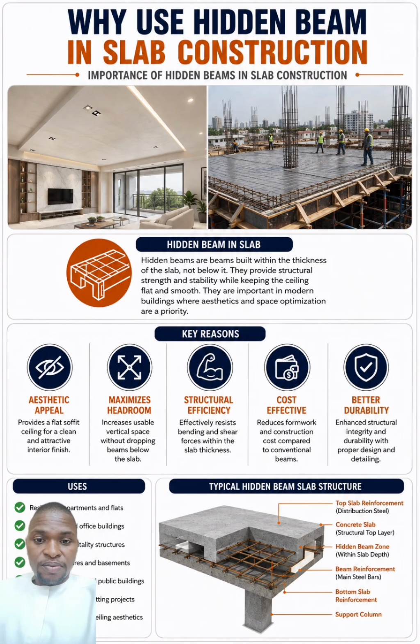Then the second point is maximizing headroom. The headroom of a building is between your floor and your slab, right? If you don't want your headroom to be cluttered, you don't want to see all these drop beams across your headroom, so hidden beam helps you achieve that. With hidden beam, you tend to maximize the headroom. It increases usable vertical space without dropping beams below the slab. So there are no drop beams. All you have is a smooth surface, right?